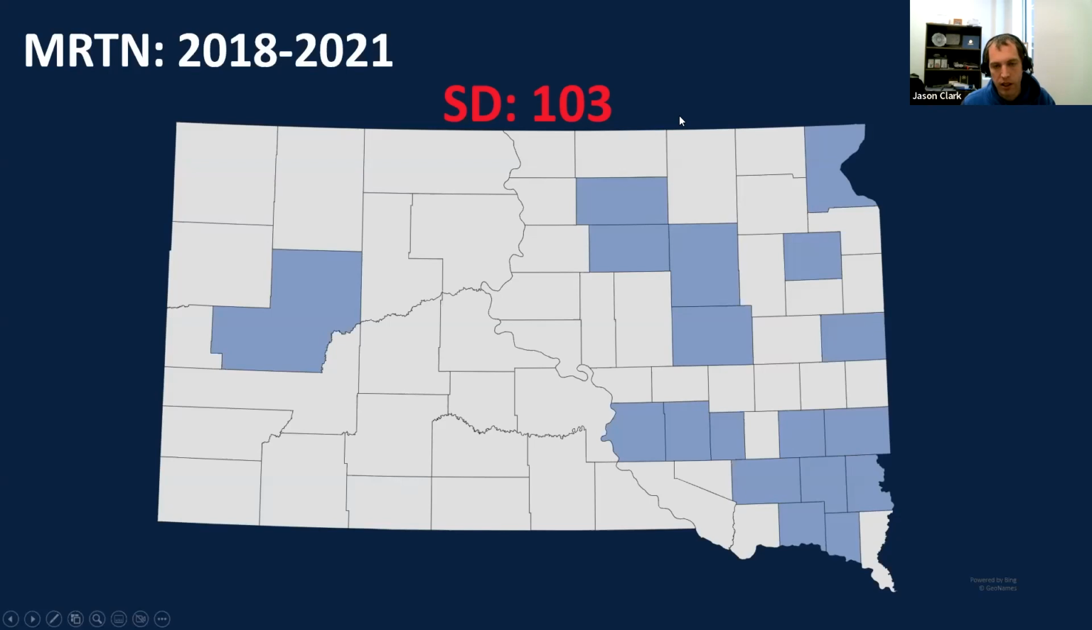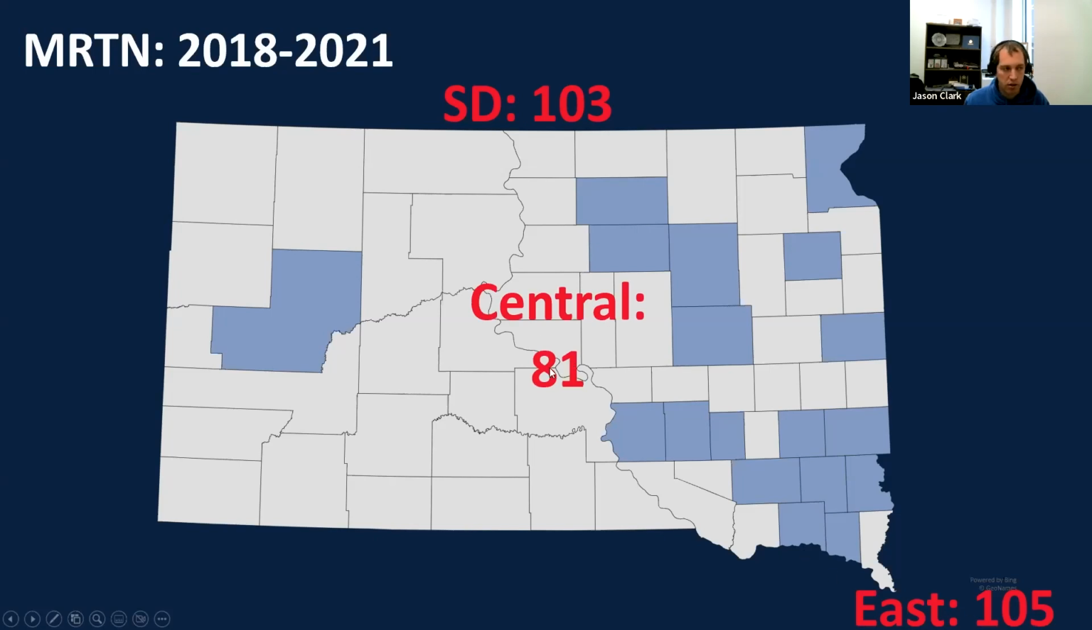But if you're interested, you can send me an email and I can walk through the Excel sheet that shows the South Dakota data. So if we're to do this for MRTN for South Dakota from 2018 to 2021, the South Dakota recommendation would be 103 pounds of N per acre. If we divided it by central and eastern South Dakota, it would be 105 for east, central would be 81.